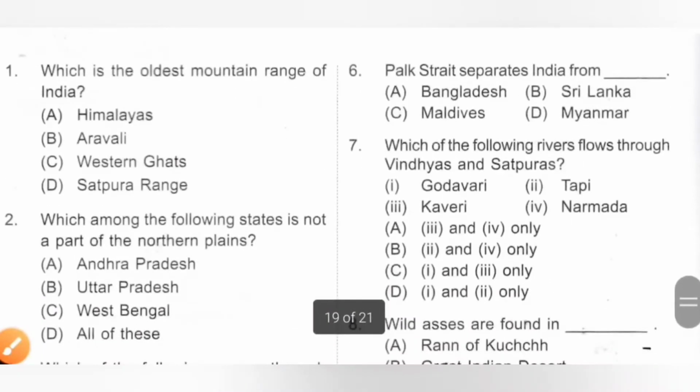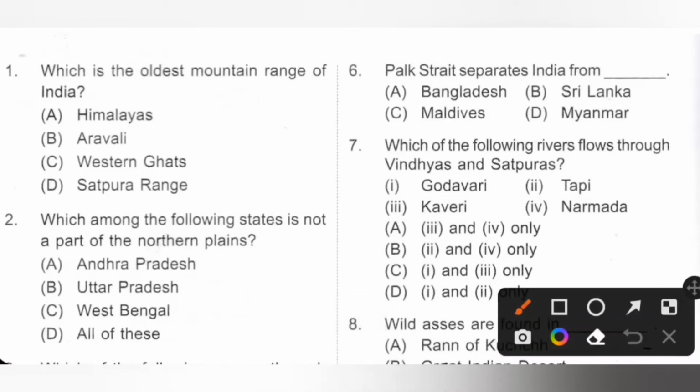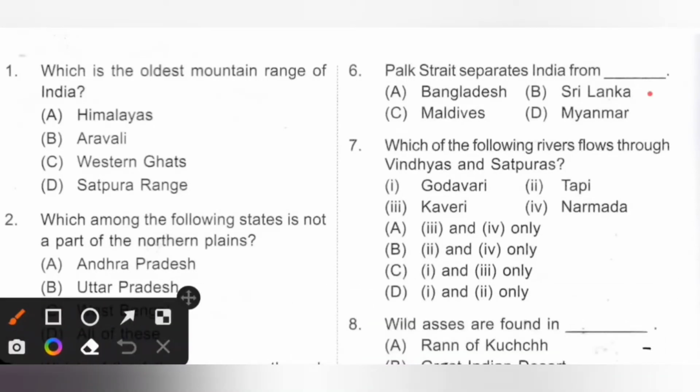Sixth one, Palk Strait separates India from option A, Bangladesh. B, Sri Lanka. C, Maldives. D, Myanmar. So Palk Strait separates India from Sri Lanka. Option B is the correct answer.